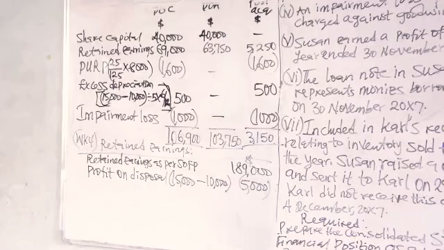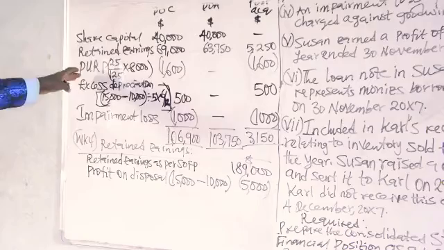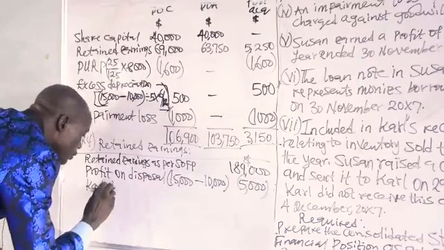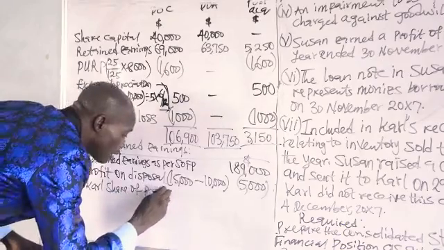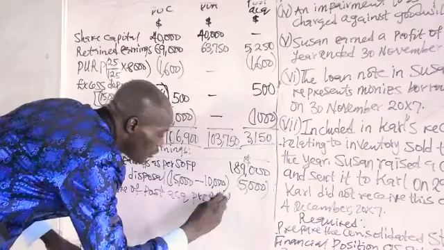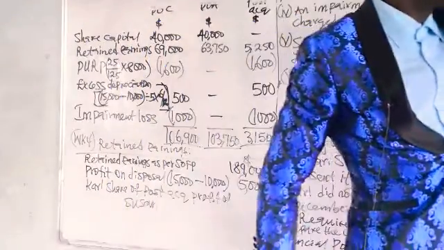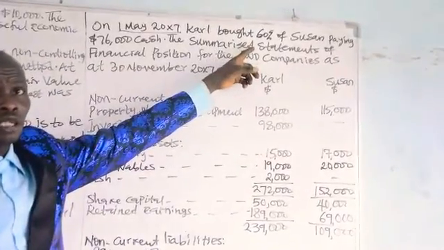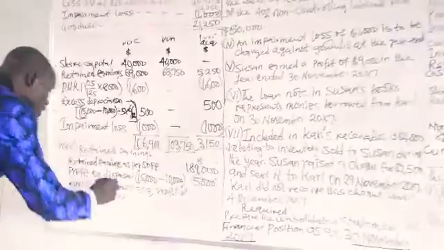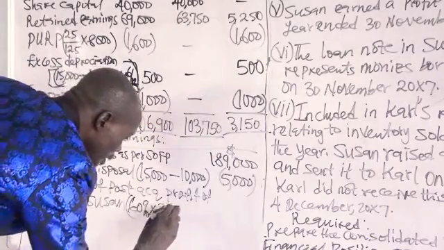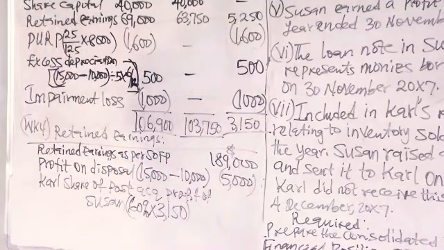The next one, we now have the share of post-acquisition profit of Suzanne. What Car acquired in Suzanne is 60%. So meaning that Car will receive 60% of Suzanne's post-acquisition profit. 3,150 is the post-acquisition profit of Suzanne. If you calculate 60% of 3,150, that will give us 1,890.